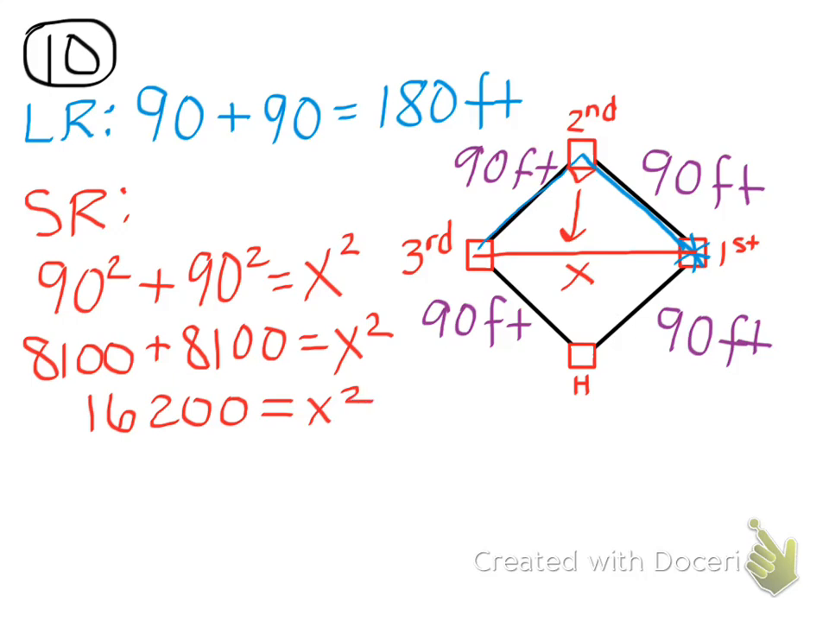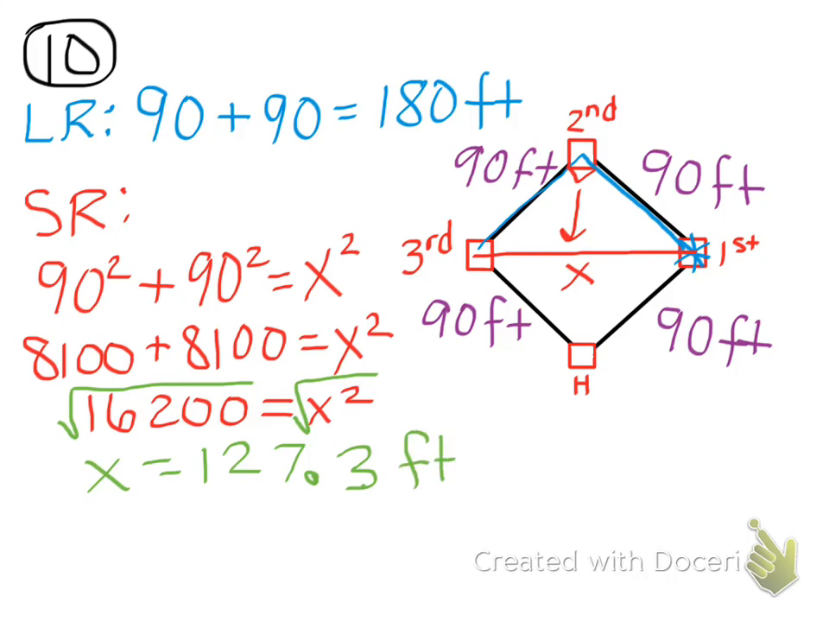To get rid of the squared, we take the square root of both sides, and our answer is x is equal to 127 point, round it to the tenths place would be 0.3 feet. So that would be the short distance.